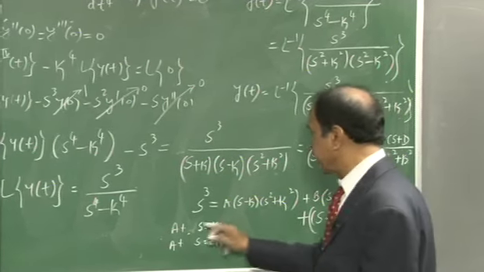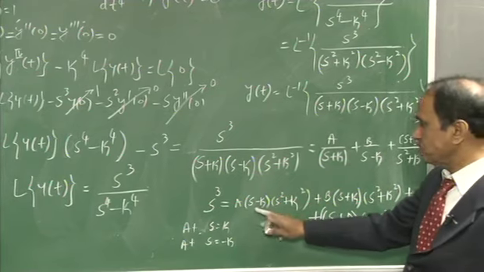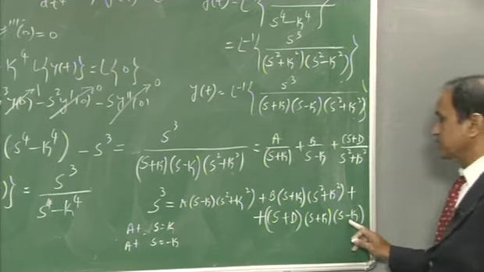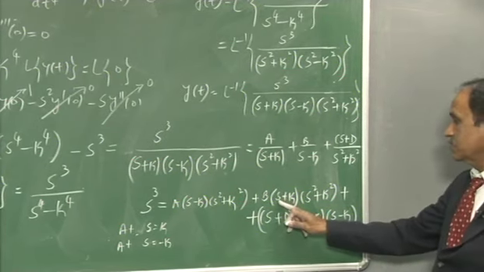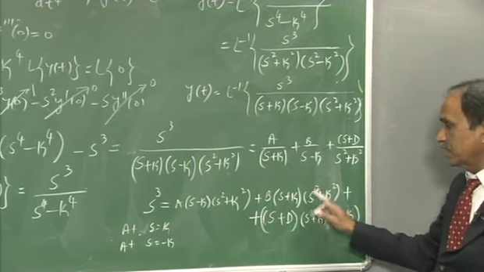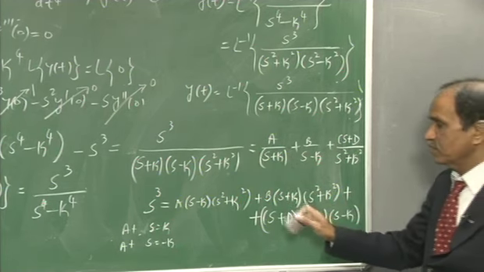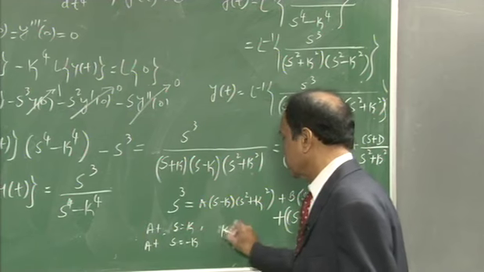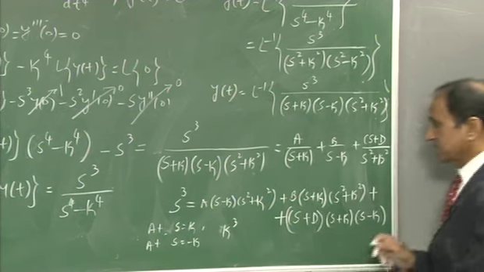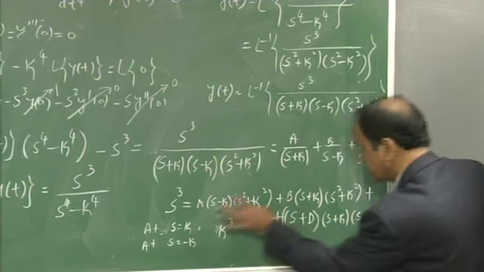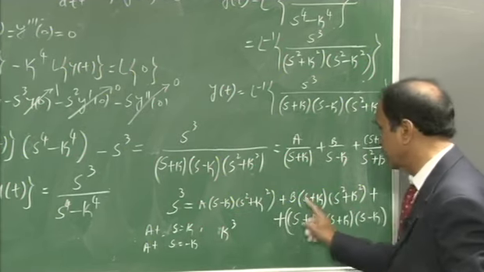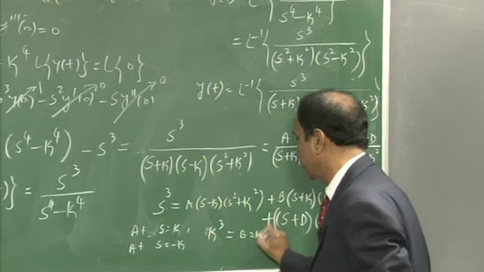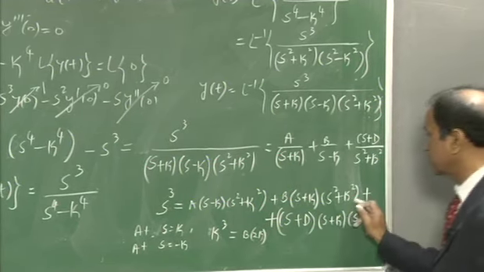At s equal to k, this term becomes 0, and this term becomes 0, whereas the middle term is not going to become 0. On the left side, it is k cube; this is 0, and s equal to k means k plus k, 2k, that is B into 2k and 2k square.